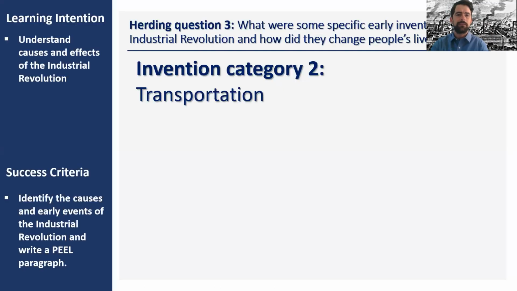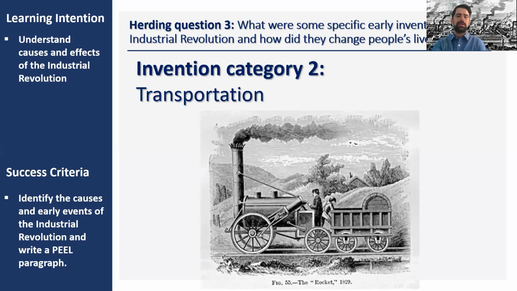Okay, jumping back in. Category number 2 of inventions will be transportation. In transportation, we have a few different examples. The most famous one we're going to look at in a minute is the steam locomotive, the steam engine, and the invention of the railway. And we'll look at that in just a minute.